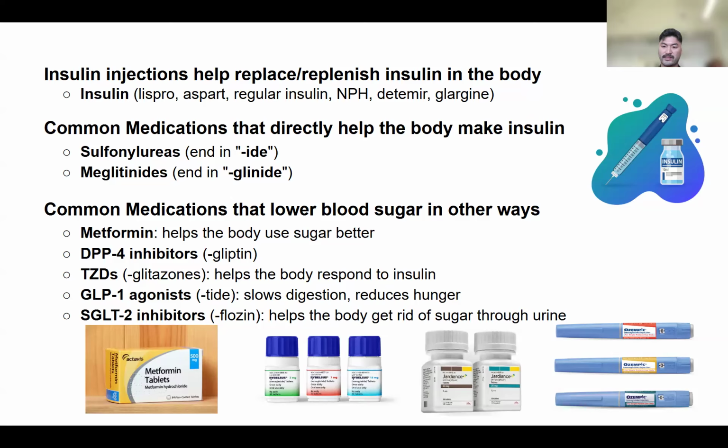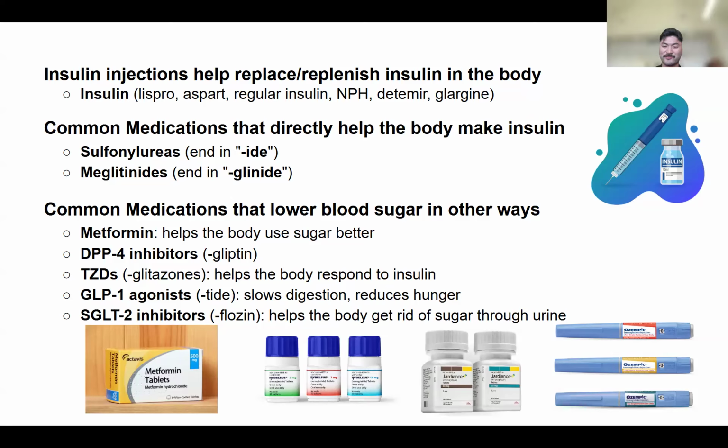There are common medications that directly help the body make insulin. These are your sulfonylureas. They usually end with glide, like glyburide, glipizide. There are the meglitinides, which end in glinide, so maybe a medication like repaglinide. Some other common medications that lower blood sugar in other ways is metformin, which helps the body use sugar better. And then there are the DPP4 inhibitors. Those usually end with gliptin, like sitagliptin. And then there are the TZDs.